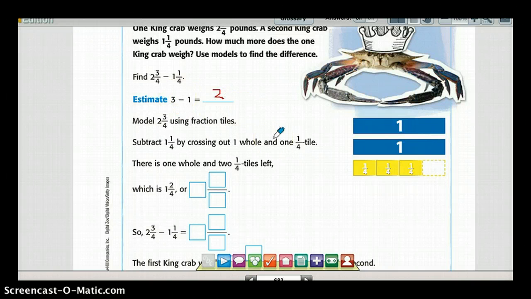So one way is to look at it with models. So this is 2 3/4 in a model. And then you can subtract out 1 whole by crossing it out, and then a 1/4 tile. So when we do it that way, we have 1 whole and 2/4 left, which, if we simplify, is the same as 1 1/2.